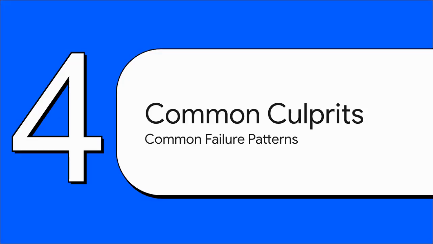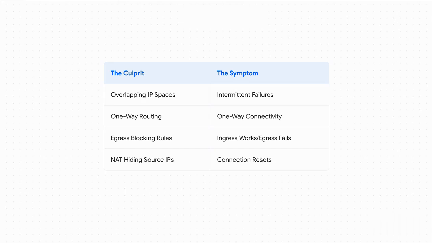Now, that case study we just walked through, it's not some rare, unique thing. In fact, that exact failure pattern is one of several really common culprits. So, let's take a look at a lineup of these usual suspects so you can spot them even faster next time. Here's a handy little quick reference guide for you. See our culprit right there? One-way routing, and its symptom, one-way connectivity.